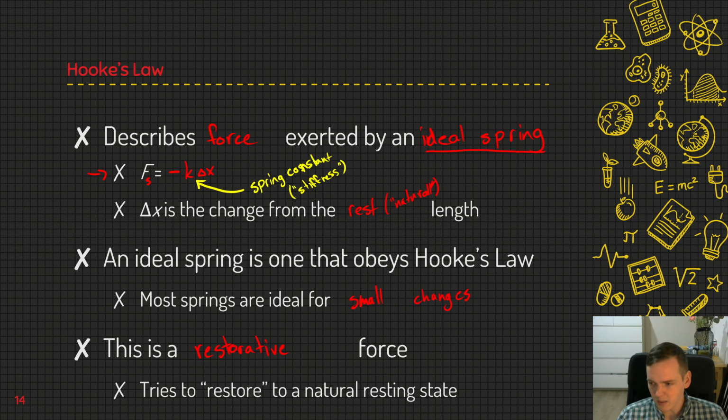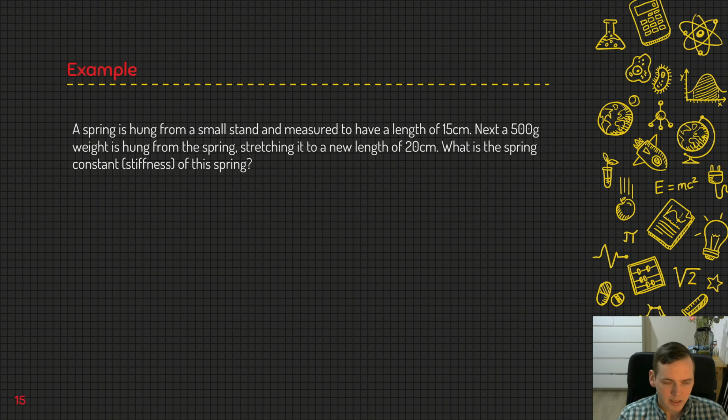So again, compressing a spring, it's going to want to push out. Stretching a spring, it's going to want to pull in. It's going to want to go the opposite direction that the outside force affected it. Okay, let's look at an example here. A spring is hung from a small stand and measured to have a length of 15 centimeters. Next, a 500-gram weight is hung from the spring, stretching it to a new length of 20 centimeters. What is the spring constant or the stiffness of this spring?